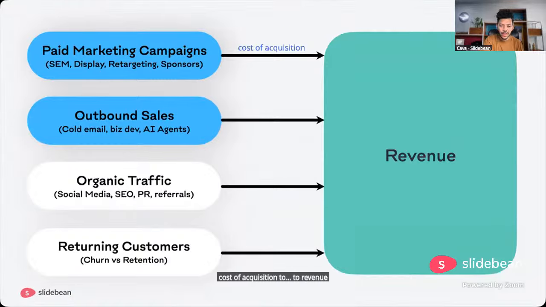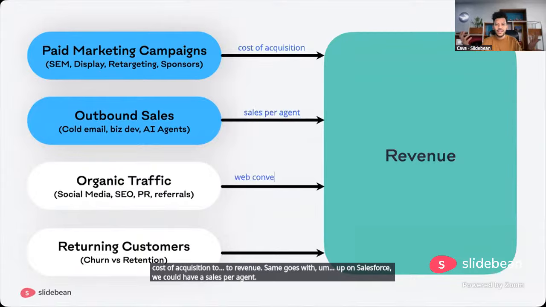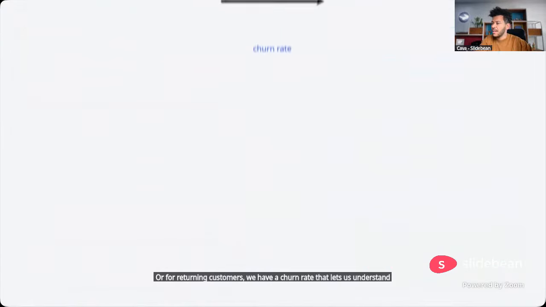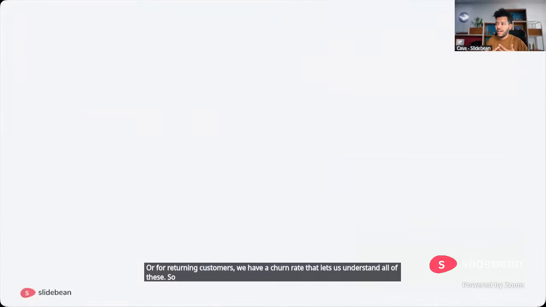Same goes with outbound sales, where we could have sales per agent. Same idea goes with organic traffic: we have a conversion rate from the landing page for the website, or for returning customers, we have a churn rate that lets us understand all of these. So this causality is kind of what we're looking to make.